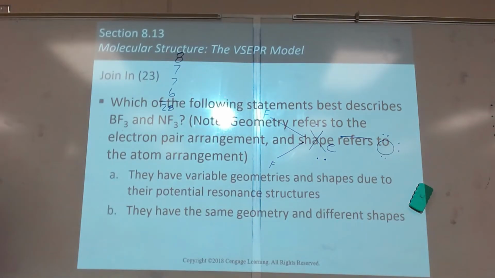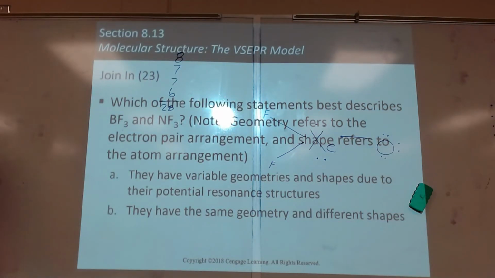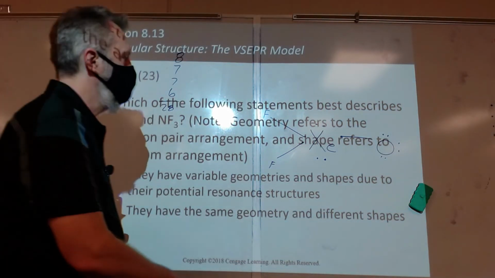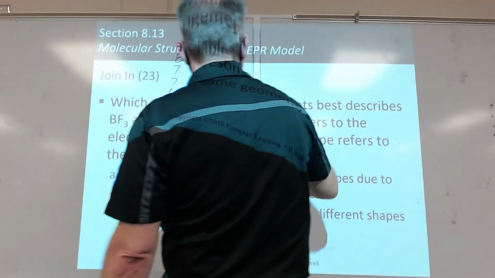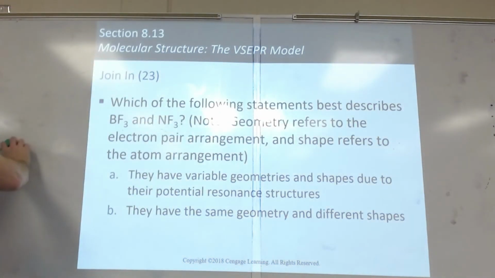Which of the following statements best describes BF3 and NF3? There's electron geometry. This is a question somebody asked me in last class about electron arrangement versus molecular. So geometry refers to electron pairs and shape is atom arrangement.